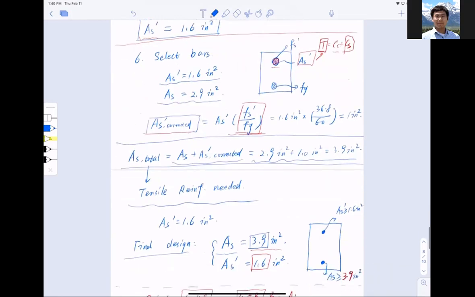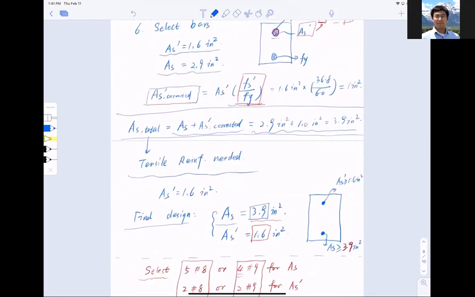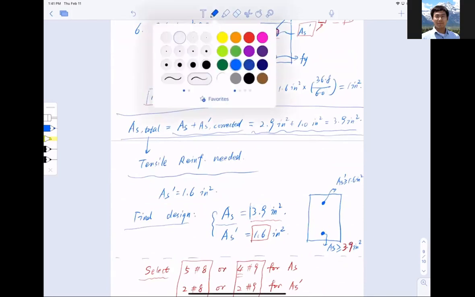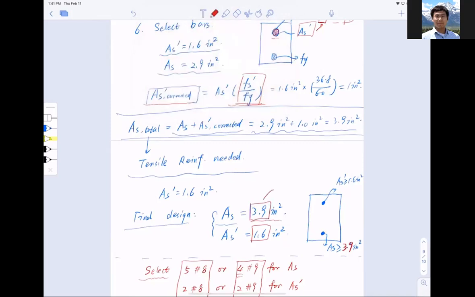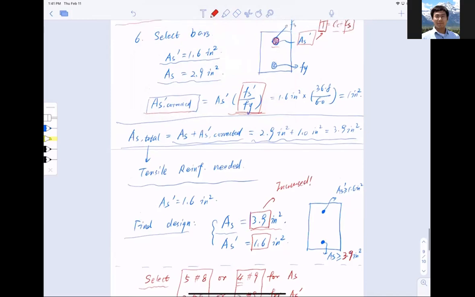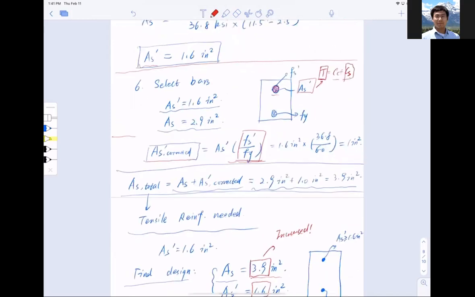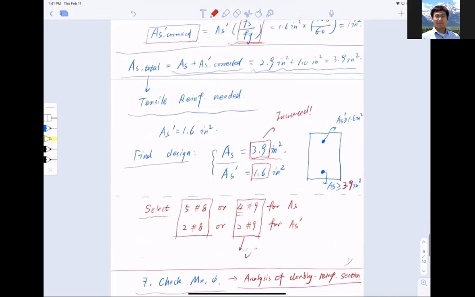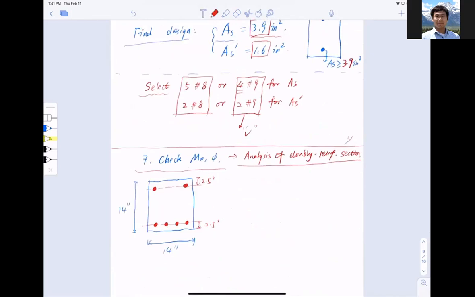All right, so after that, I end up with an increased tensile reinforcement. Okay, because of the conversion. All right, now you don't have to do all this. Matter of fact, you can go from here without doing the conversion and jump right in to select the bars and jump right into the analysis of the section.